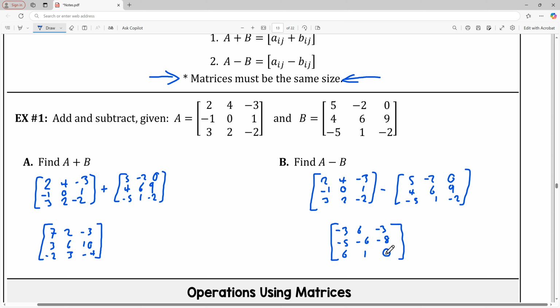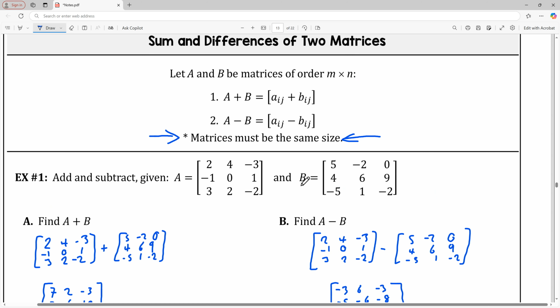But that's how you add and subtract matrices. It works as nice as you'd want it to. For adding, you just add the elements together. Subtracting, you just subtract them. Again, matrices for addition and subtraction must be the same size. Okay? If they are different sizes, you cannot add or subtract them.